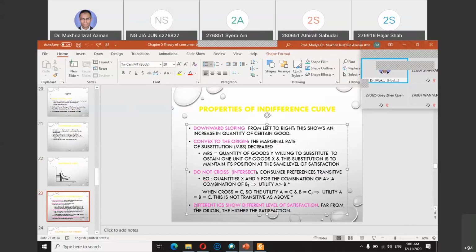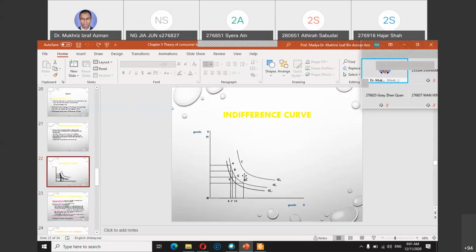The last point here: different ICs, indifference curves, show different levels of satisfaction. So what this means is, if you move higher, your total satisfaction or total utility is higher. This indifference curve gives you higher TU compared to the one in the middle, and the lowest indifference curve indicates total utility lower than the one in the middle and the one on top. As long as you move towards the right, the highest indifference curve gives you the highest total utility.